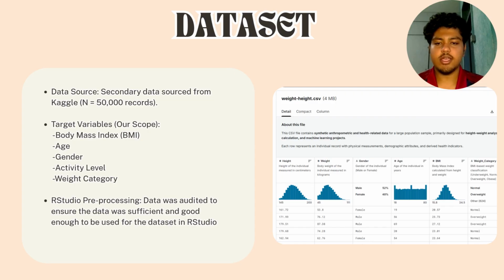categorical weight categories. Before running our main test, we performed critical data pre-processing inside RStudio, because we have to use RStudio in this project. We audited the entire data frame across all 50,000 rows to ensure that there were no missing values or blank entries that could break our functions. We also verified that our continuous boundaries for age and BMI fell within realistic, logical adult ranges. And we converted our text columns into structured statistical factors so RStudio could properly run our comparative groups.